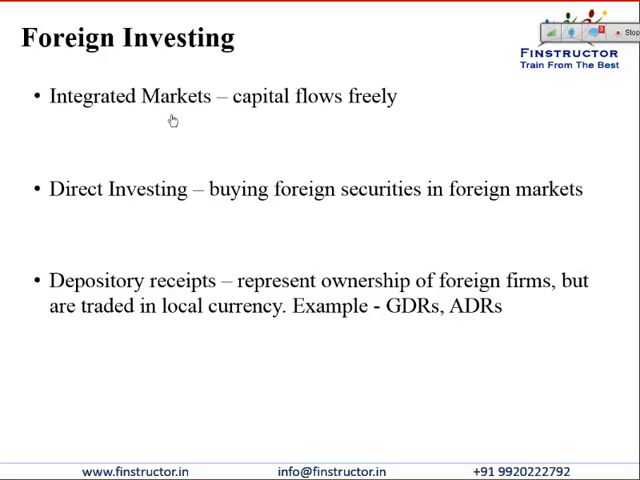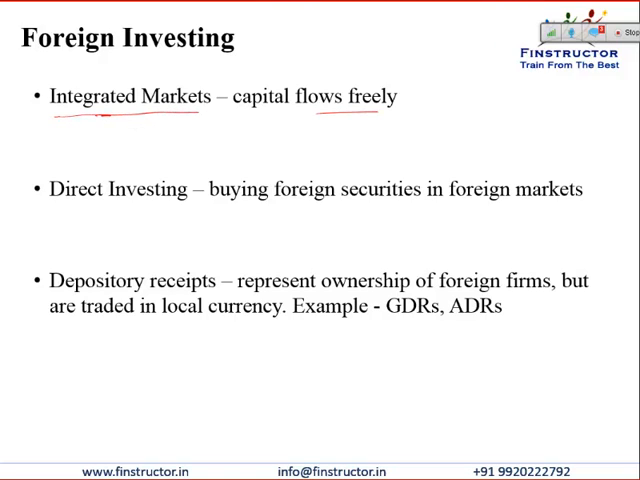Now we will refer to a market as integrated if capital flows freely. That is, we can buy and sell any security or any asset in that country, take our money out into another country. And so if funds can easily move into the market and funds can easily move out of that market into another market or another country, then we will call the market as integrated.